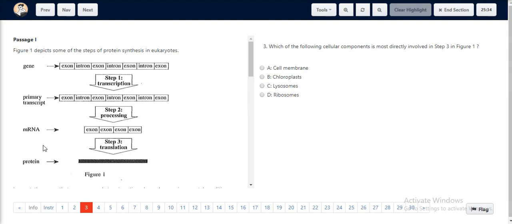Out here, we are forming biomolecules. And the last, which is ribosomes, out here, protein synthesis occurs. Hence, option D is the correct choice.